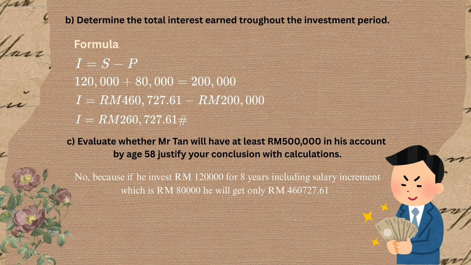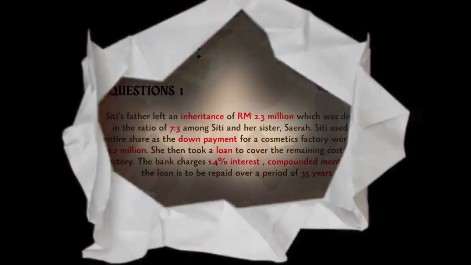For question C, evaluate whether Mr. Tan will have at least 500,000 ringgit in his account by age 58. Justify your conclusion with calculations. The answer for this question is no, because if he invests 102,000 ringgit for 8 years, including salary increment, which is 80,000 ringgit, he will get only 460,727 ringgit 61 cent.